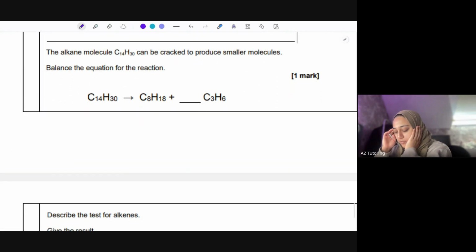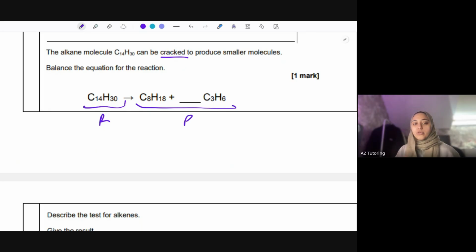The alkane molecule can be cracked to produce smaller molecules. The reason we crack them is because smaller molecules are more useful for us than the longer ones, so we crack them and make them smaller. It says balance the equation for the reaction. Here are the reactants, there are the products. And remember, conservation of mass, they have to be exactly the same. If I've got 14 carbons on the left and I've got 8 here, to get 14, I need to add 6. So I need 6 small carbons here. To change that 3 to a 6, I put a 2 in front of there. And that should balance it. You can also check that the hydrogens balance as well, but it should do.